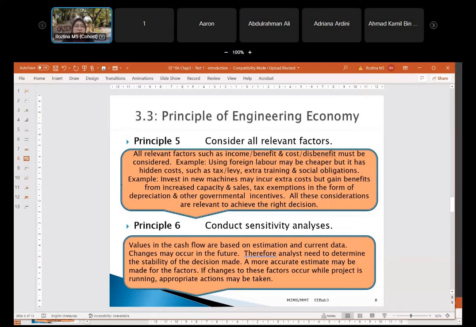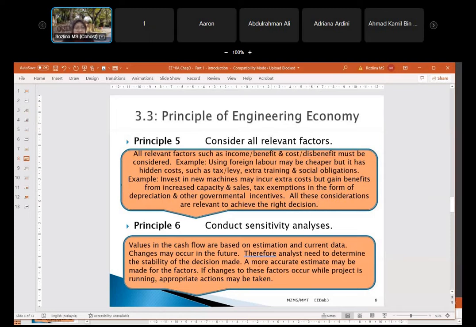Okay, for example, investing in new machines may incur extra costs, but gain benefits from increased capacity and sales. And maybe you will add the cost because you pay for the new machine. But when you compare with the new technology, you increase the capacity and sales. Tax exemptions in the form of depreciation and other governmental incentives. And all these considerations are relevant to achieve the right decisions.